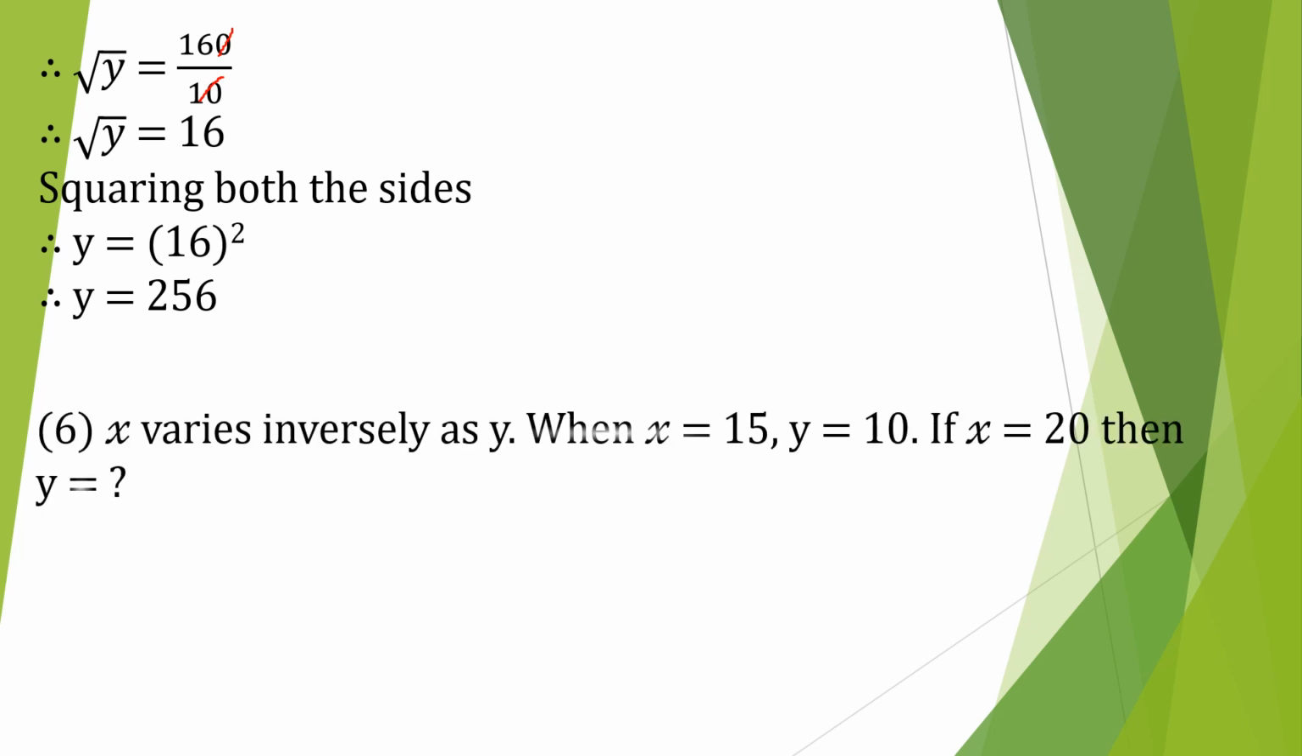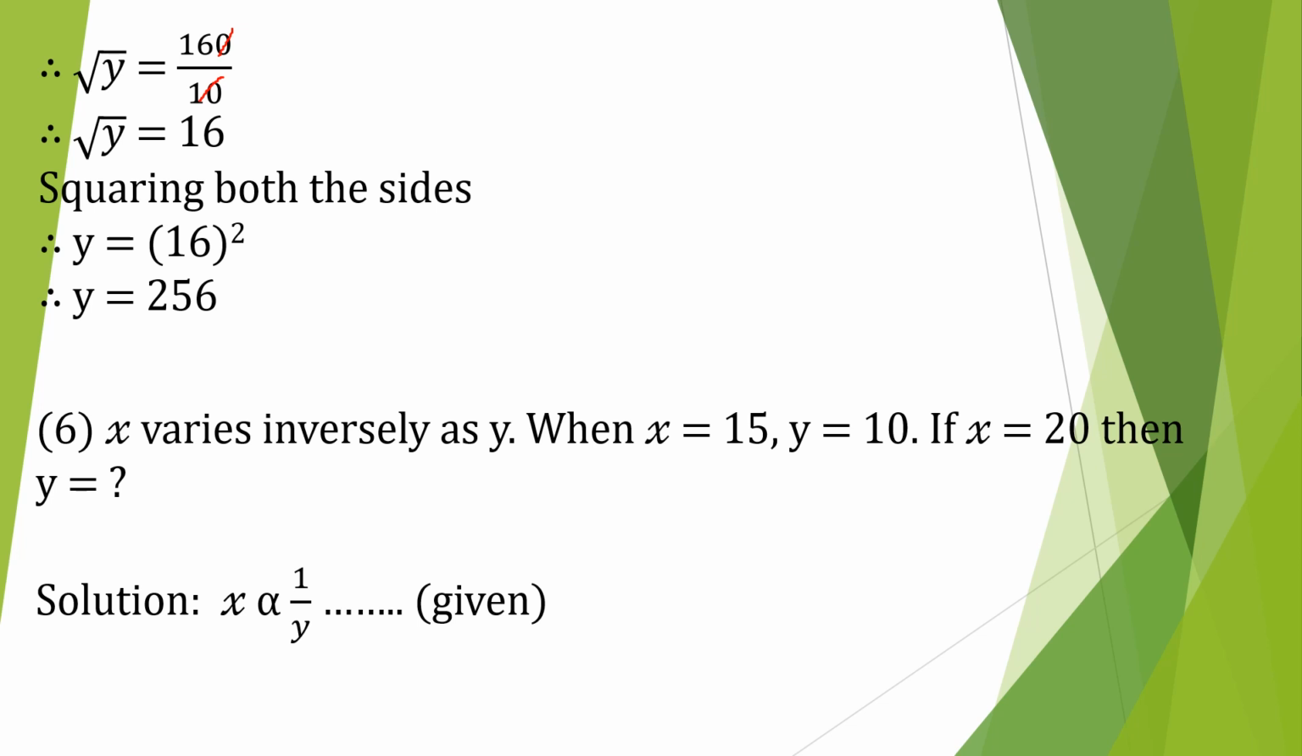Moving to the next sum. What is given, students, in sixth sum? X varies inversely as y. When x equal to 15, the value of y equal to 10. And if x equal to 20, then find the value of y. We have to find the value of y. So same method we'll do. Now it's clear, I hope. So you can do it. X varies 1 upon y, which is given. We have written it in symbolic manner.